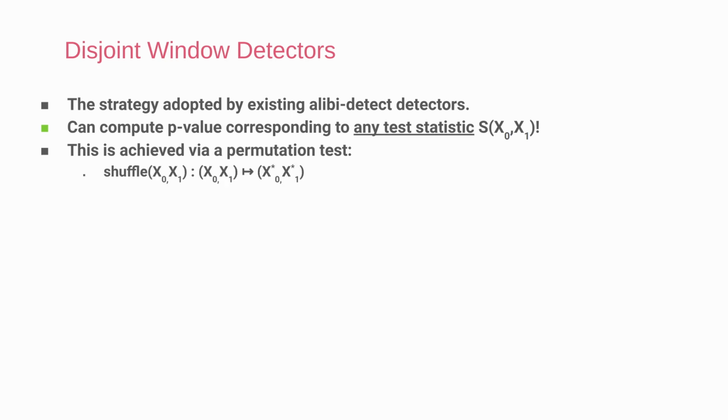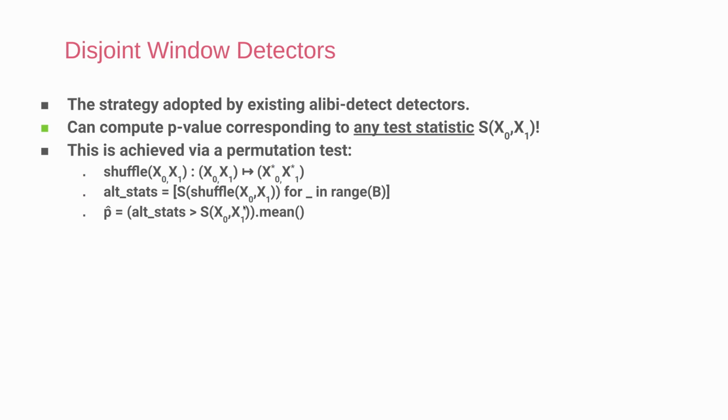So we have our window of training data, we have our window of deployment data, and suppose we have some way of shuffling these windows such that the shuffled training window has training and deployment instances, and the shuffled deployment window has training and deployment instances. What we do is we compute the test statistic on a large number of shuffled windows. So we suppose B is a large value, and we compute a large number of shuffled test statistic values.